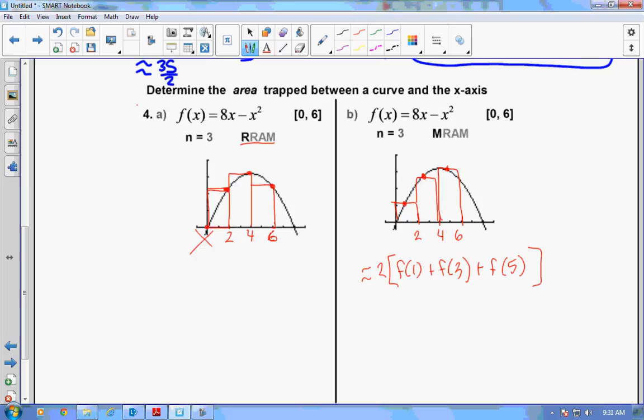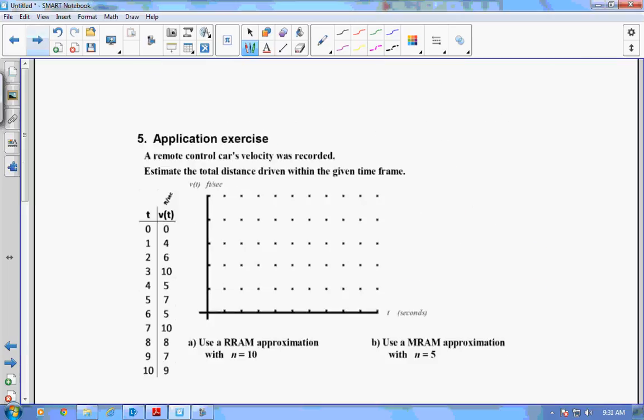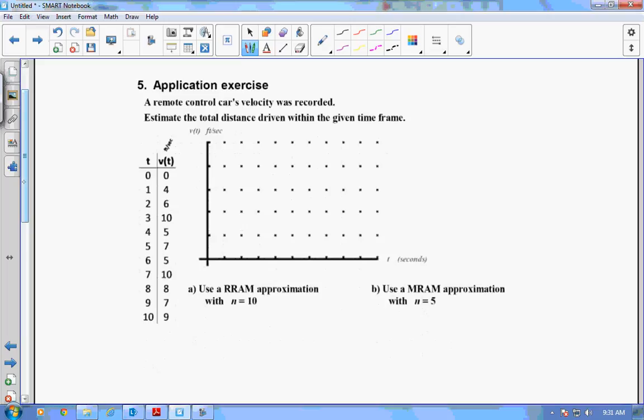Okay? I don't think we'll have time to go through and actually solve those, but let's look at number 5. This is the last one. Application. A remote control car's velocity was recorded. Estimate the total distance driven within the given time frame. Part A, use a right approximation. Part B, use the middle approximation with n equals 10.